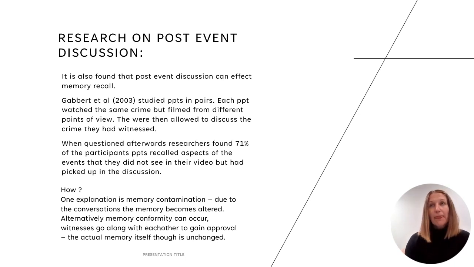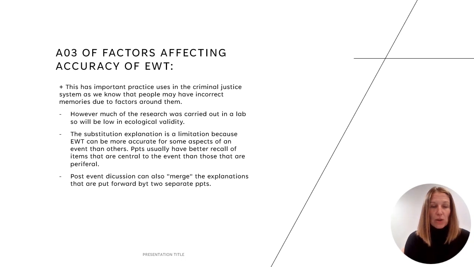So they'd carefully set it up so they were all seeing different angles and they knew who'd seen what, and then afterwards they set them questions and were able to test the impact of post-event discussion. So this suggests that there's memory contamination due to the conversations, that the memory becomes altered. Alternatively, memory conformity can occur, so witnesses go along with each other to gain approval, and actually memory itself is unchanged. So the factors affecting accuracy of eyewitness testimony. This is your evaluation for this section.